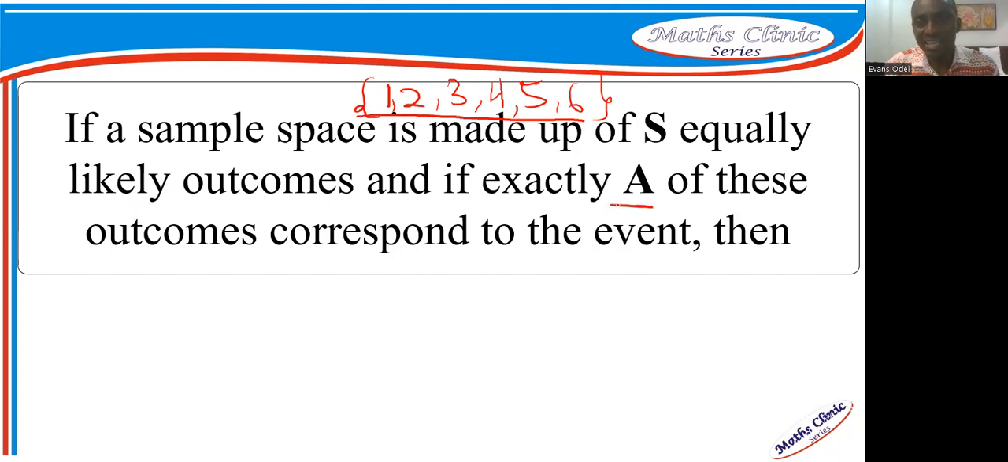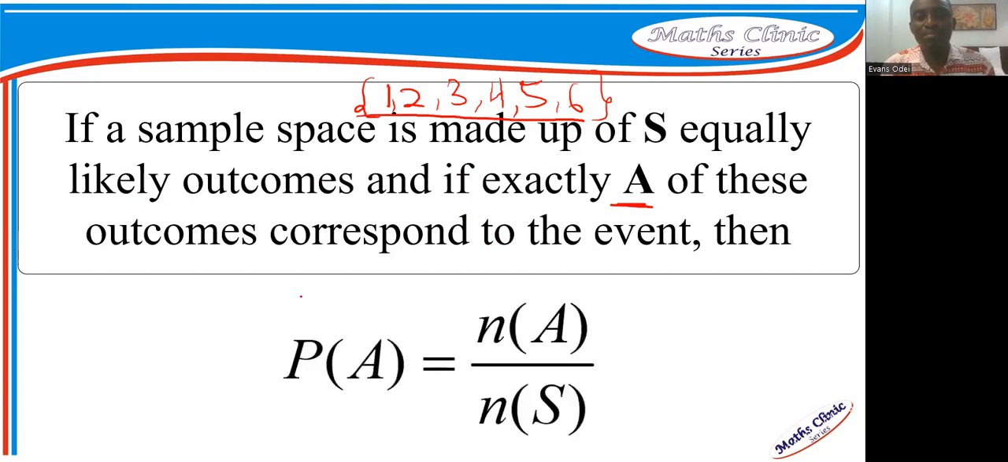And if exactly A of these outcomes correspond to the event, then we can say that the probability of the event is equal to the number of outcomes in the event over the number of outcomes in the sample space. Now what it means is that if in throwing this particular die my target is to get an even number, in that case the even numbers become my event.